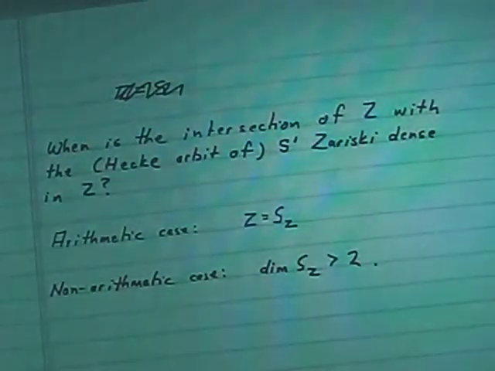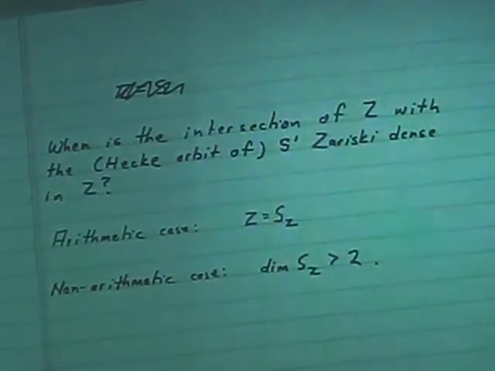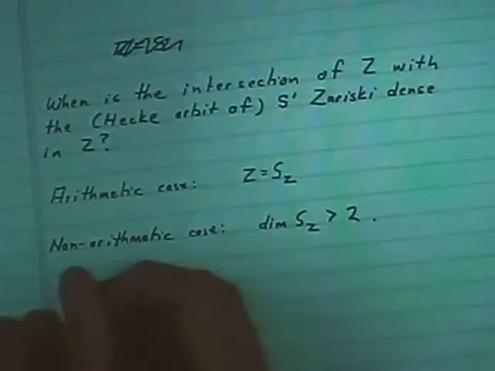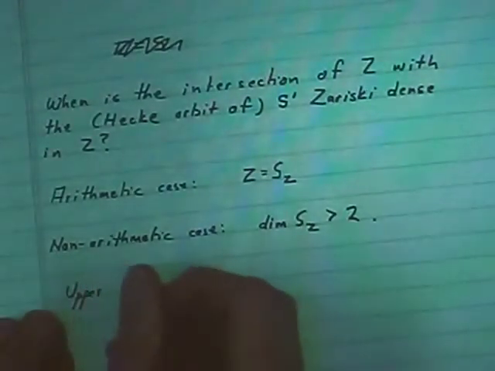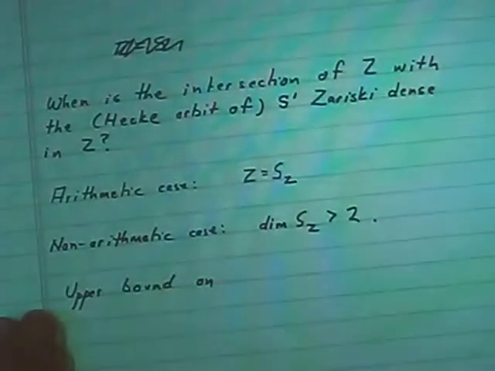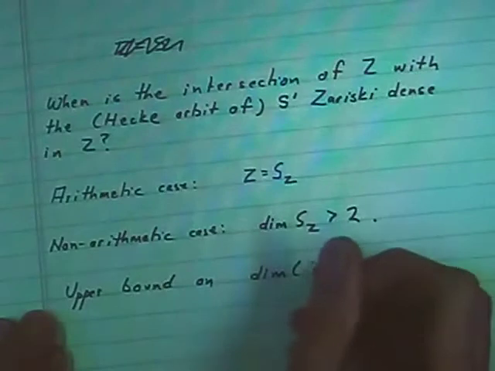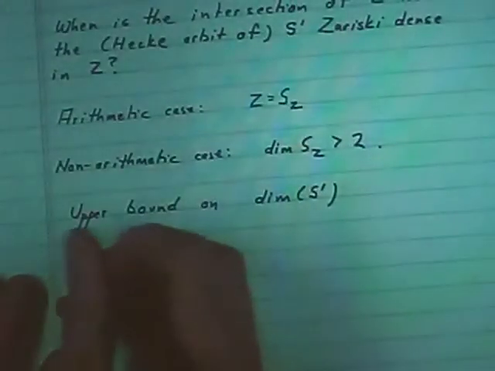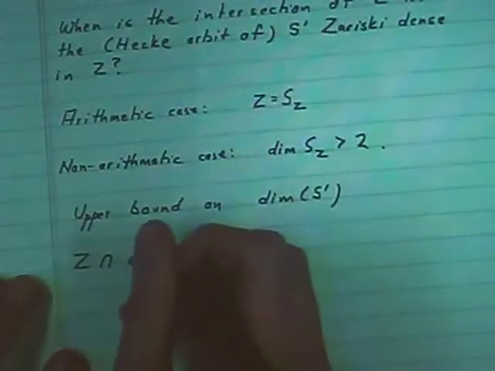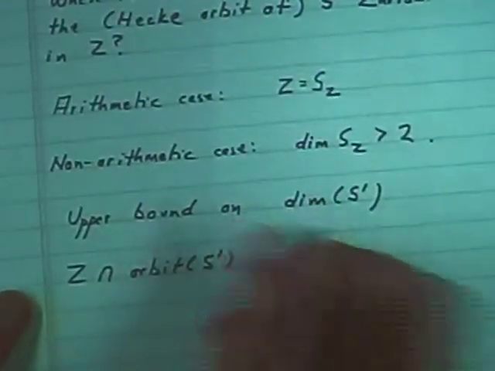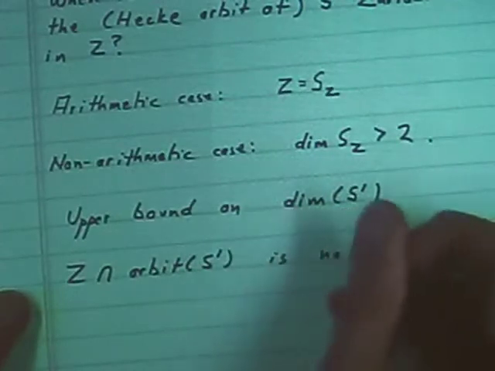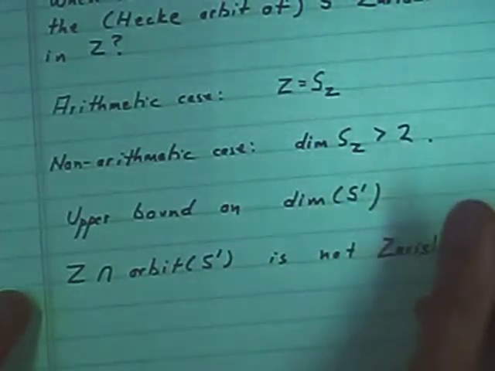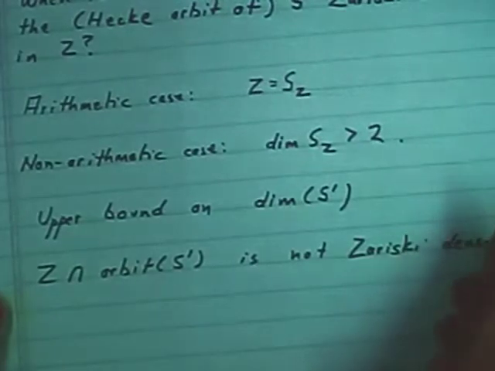So again, doing a little bit of representation, looking at the representations of the roots of unity, you're able to get an upper bound on the dimension of S prime. And this upper bound is sufficiently good that you can say that Z intersect the orbit of S prime, so the Hecke orbit of S prime, is not Zariski dense in Z.